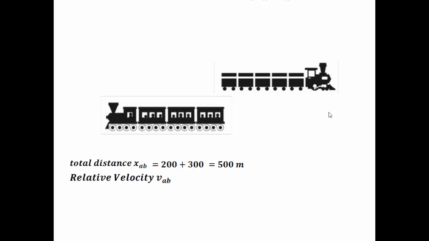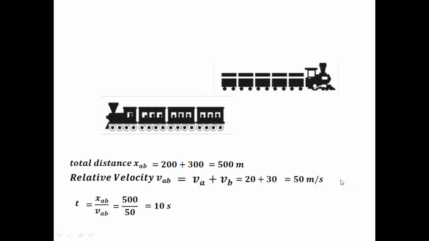Relative velocity, since they are traveling in opposite directions, will be added, hence VA plus VB, that will be 20 plus 30, 50 meters per second. So to find the time, we have total distance upon velocity, that will be 500 upon 50. So the answer is 10 seconds.